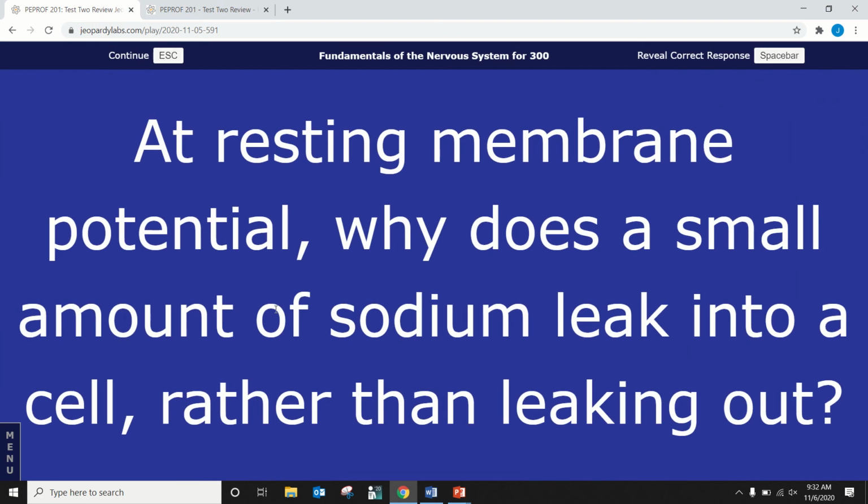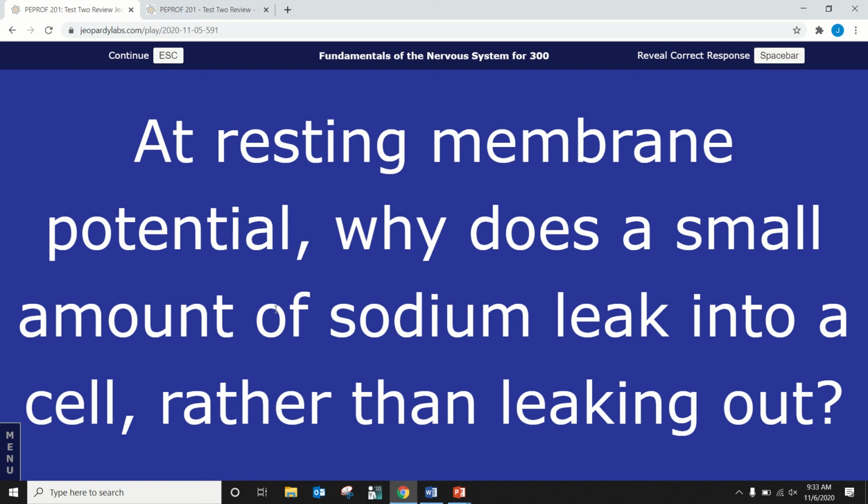Fundamentals for three. At resting membrane potential, why does a small amount of sodium leak into a cell rather than leaking out of the cell? At rest, some sodium does leak inside. Why does sodium leak inside rather than going the other way? It'll actually make the inside of the cell more positive because it's a positive ion coming inside.